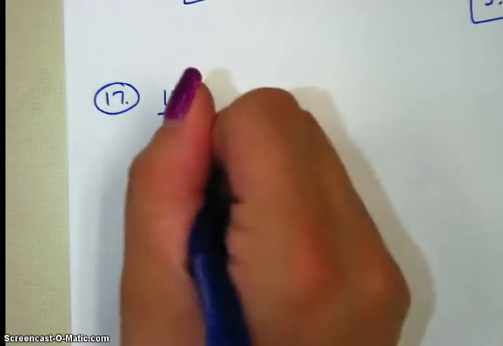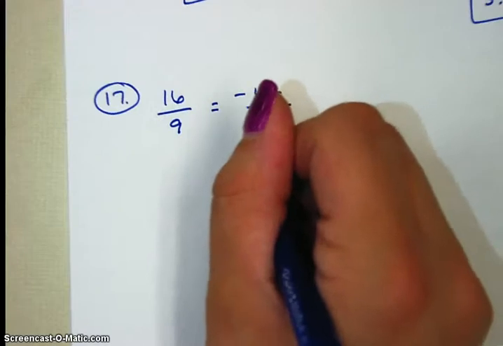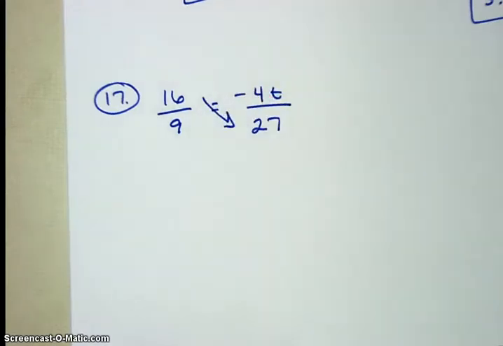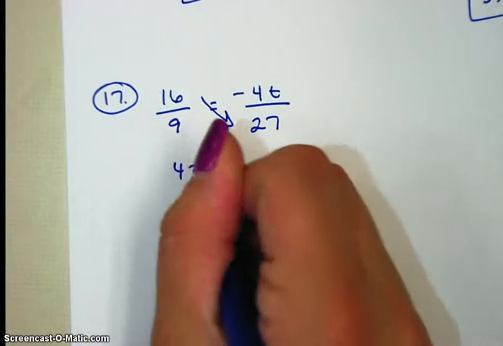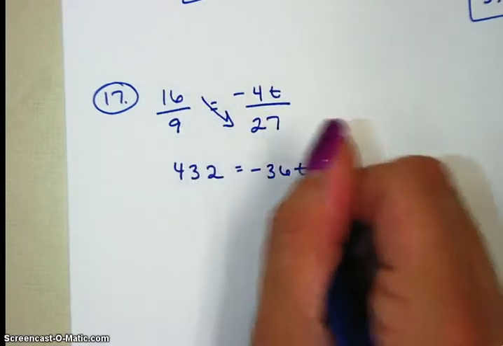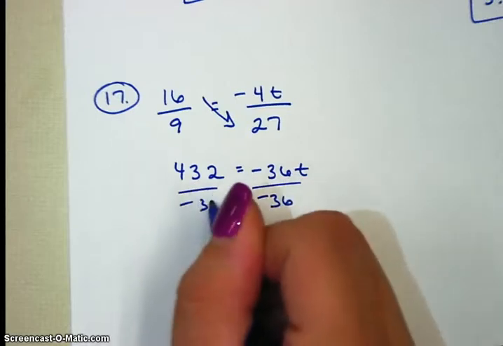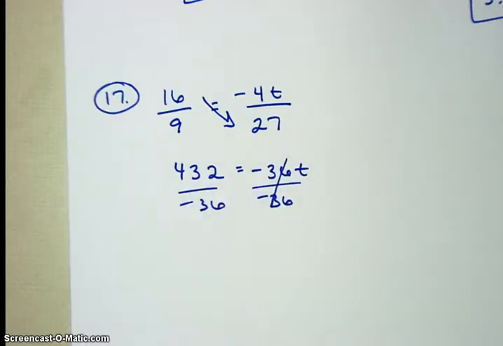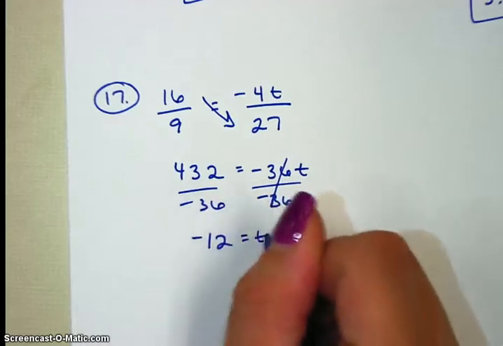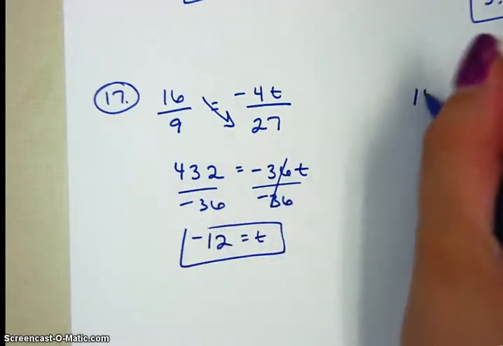Okay. Number 17, 16 over 9 equals negative 4t over 27. So 16 times 27 is 432. 9 times negative 4t is negative 36t. Divide by negative 36. When I divide by negative 36, I get negative 12 equals t. Be very careful of those negatives.